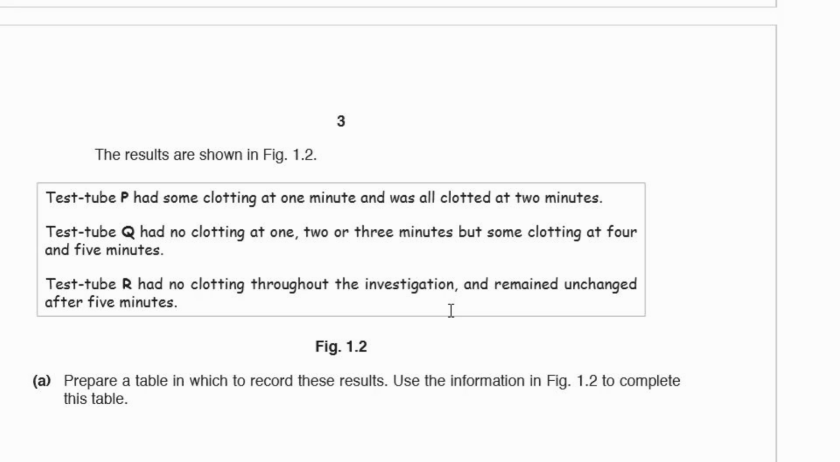And then, finally, prepare a table in which to record these results. Use the information in figure 1.2 to complete this table. Okay, so for these exams, they always start off with a question that's some sort of experiment. And it can sometimes be a bit confusing to figure out what they're asking at first.